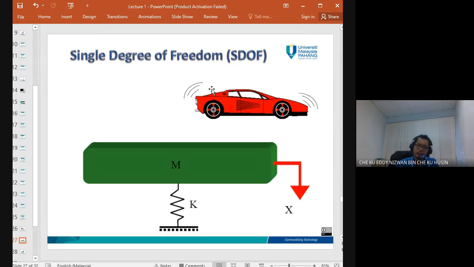For this case, we take the equivalent mass as the total mass, and the total stiffness applied on the car comes from the suspension and the tire itself, and then we can model it. From that we can estimate the natural frequency, for example.